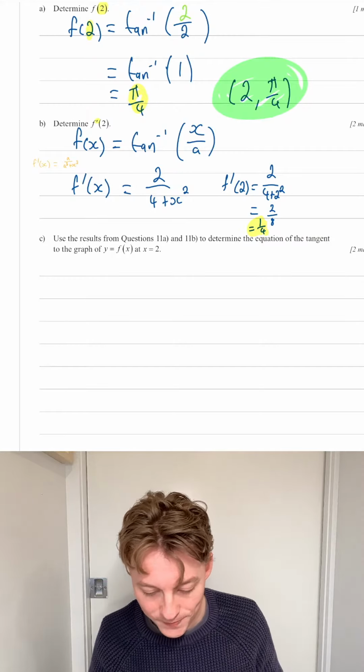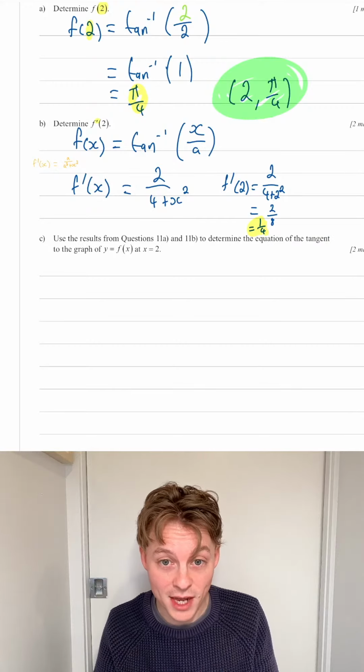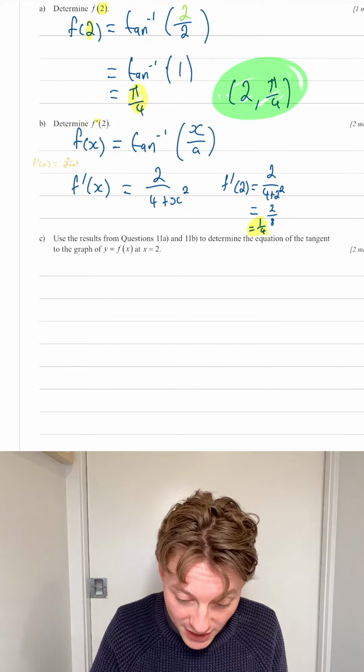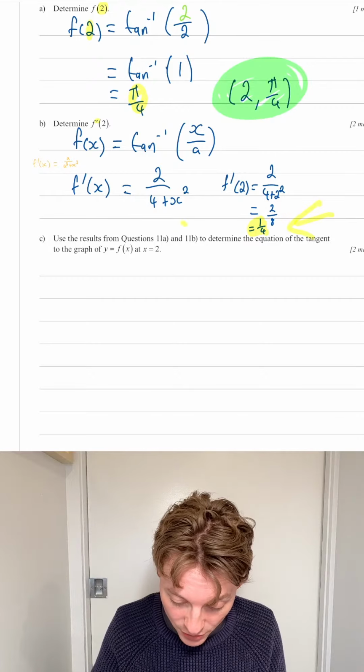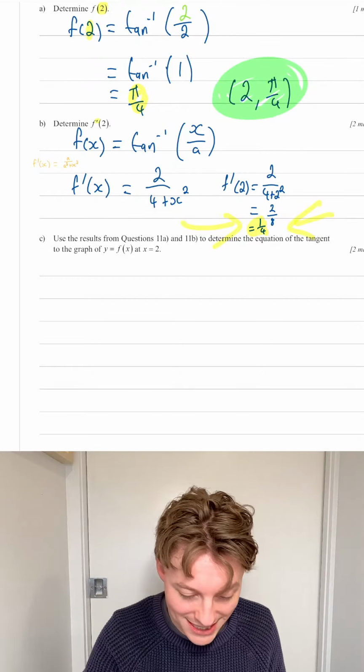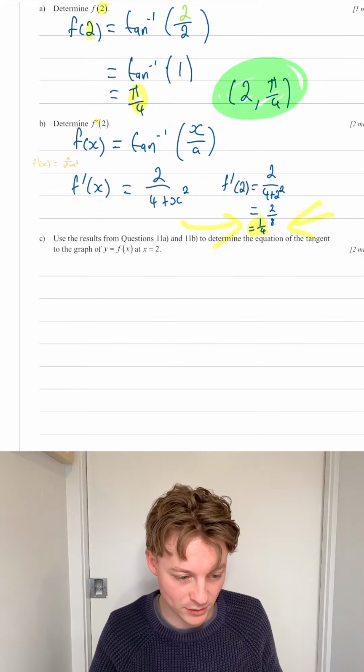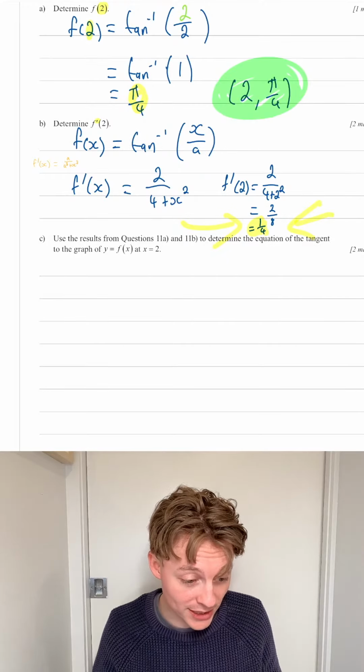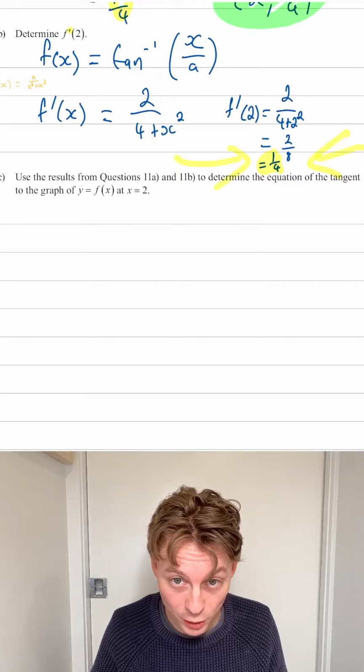So, coordinate point, that's the big thing I've highlighted in green. Gradient, that is the thing I've highlighted in yellow. I'm going to draw a big arrow to it. There's our gradient at y equals 2. Or my gradient when x equals 2. So, to find my equation of a straight line, I'm going to zoom in a little bit, okay?